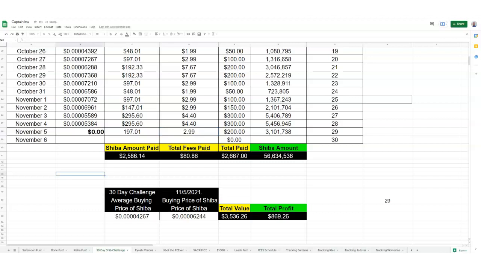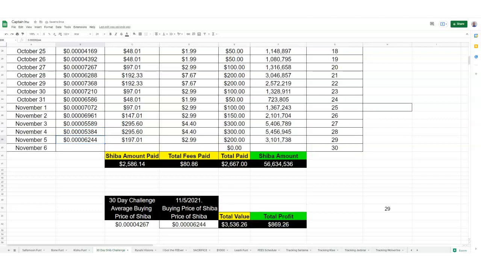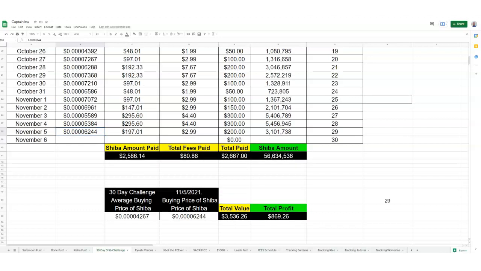The fees have only been $80.86 throughout this entire challenge. So our challenge is going to be under $100. That's incredible, the way the fees are these days. Okay, so we made the price here, we made the transaction. An average buying price for Shiba is still below, and today our profit is $869. We actually made that increase from yesterday.